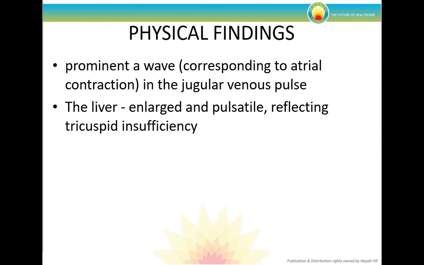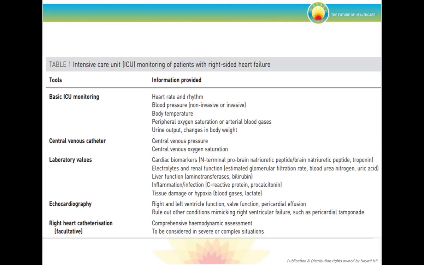If you are keen on observing at the bedside, you can see a prominent A wave because of the raised jugular venous pulse. This is classically seen in patients who have pulmonary hypertension. You can also see a predominant V wave and a rapid X-Y descent in patients who have tricuspid regurgitation. The liver will also be enlarged because of the congestion. You can see an enlarged and pulsatile liver.